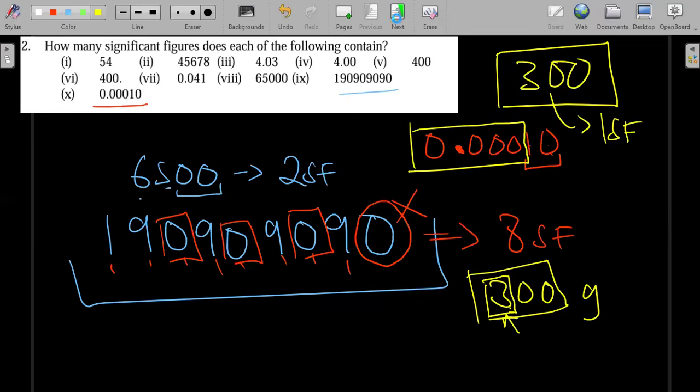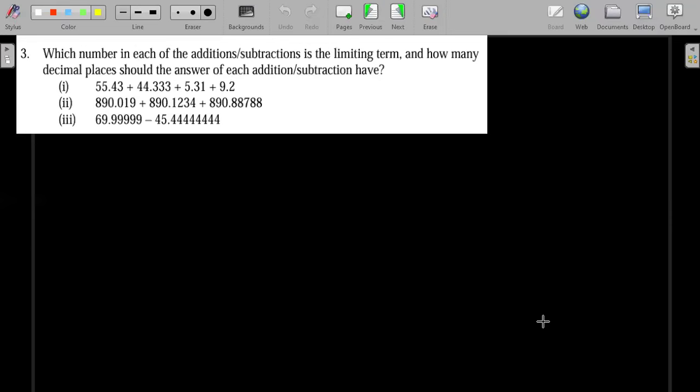Okay, so let's look at the next question. This is adding numbers that have different numbers of significant figures, or in other words, adding numbers that have different numbers of decimal places. So what should you use there? When you are adding two numbers that have different numbers of decimal places, the final answer should have the same number of decimal places as the number that had the least number of decimal places.